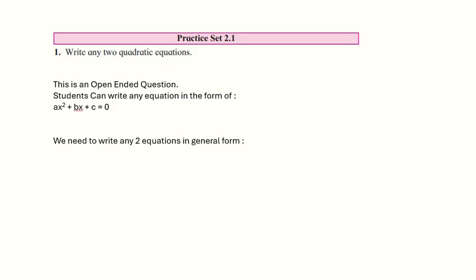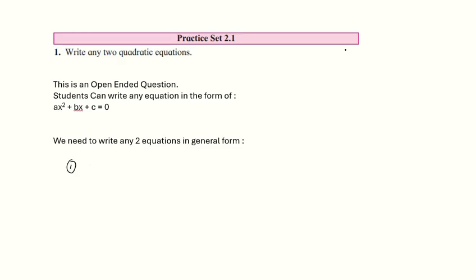We will start with practice set 1.1. First question: write any two quadratic equations. So this is an open-ended question. Students can write any equation in the form of ax square plus bx plus c is equal to 0. We need to write any two equations in general form. So let's start with the first one.